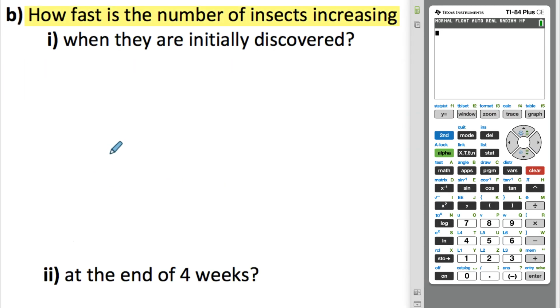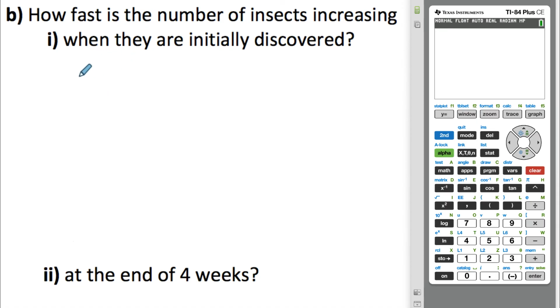Part B says, how fast is the number of insects increasing? Part 1, when they are initially discovered, and Part 2, at the end of 4 weeks. Since it wants to know how fast the number of insects is increasing, that's asking for the rate of change of insects with respect to time. And that's exactly what the derivative would tell us. It'll tell us the rate of change at any one point. So we'll use the derivative to answer part 1 and part 2. So I'm going to need to find the derivative of my population equation.